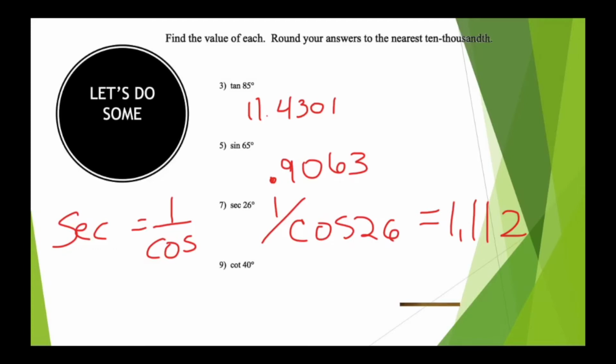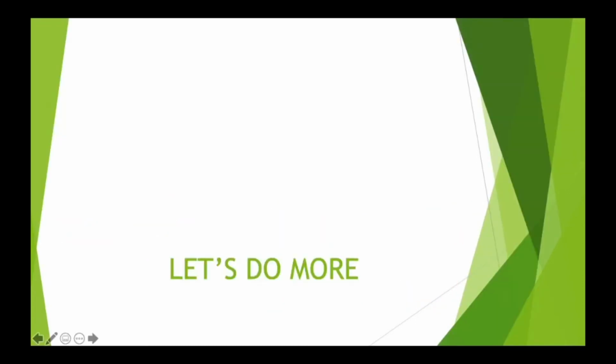For cotangent, which is the reciprocal of tangent, you're going to have to type in 1 over tangent 40. So go ahead and pause this video, type that in, and come back and let's do it together. You should have gotten 1.1918. All right, let's do some more. We're now going to use this with some triangles.